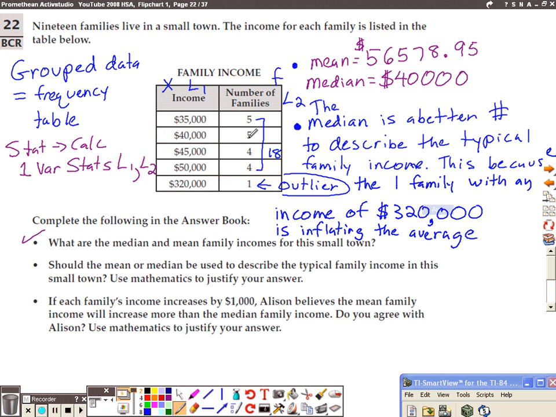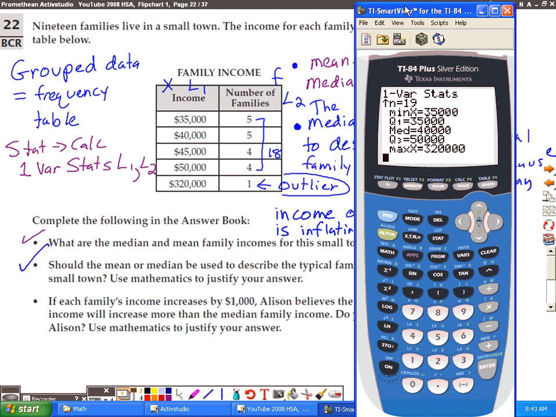The third bullet point says, if each family's income increases by $1,000, Allison believes the mean family income will increase more than the median. Do you agree with Allison? Well, the first thing we're going to need to do to figure out whether we agree with Allison or not is recalculate our mean and median. And it's not going to be as hard as we think because we already have the data in the calculator. All we have to do is increase all the values in L1 by $1,000.